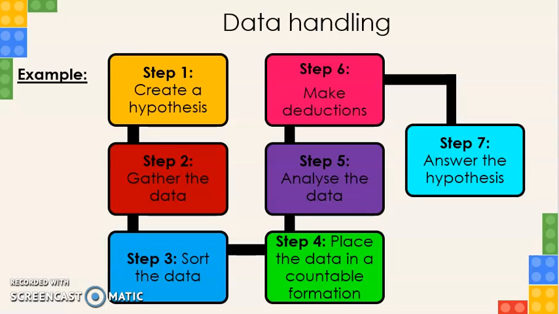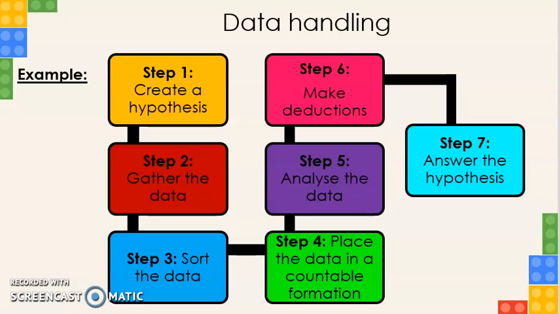Step 1. Create a hypothesis. Learners investigate a problem. For example, we think that people waste more paper than tins. Step 2. Gather the data. Learners go outside the classroom and collect waste, tins and paper. Step 3. Sort the data. Back in the classroom, learners sort the data. Cans on one side and tins the other side.